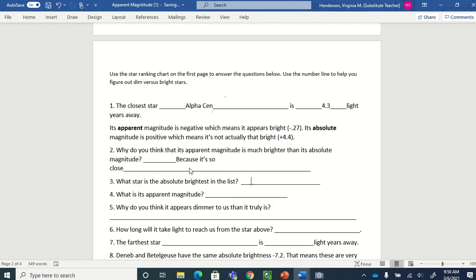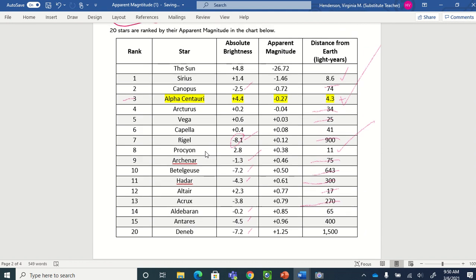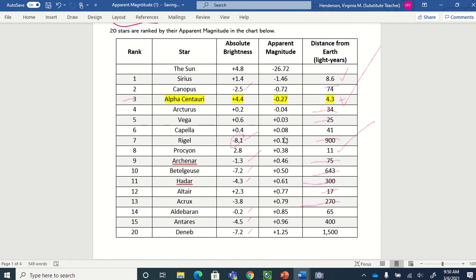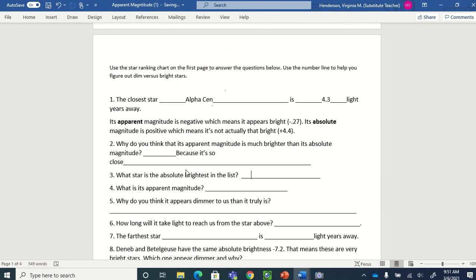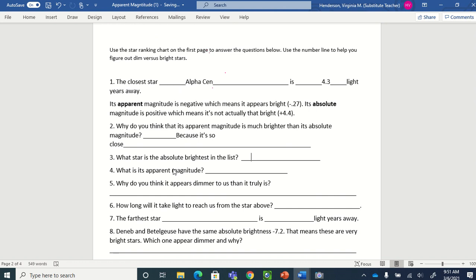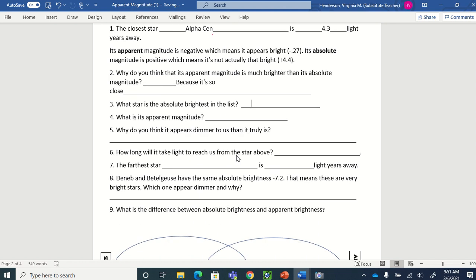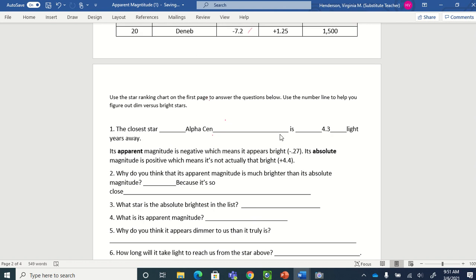And it says, what's his apparent magnitude? His apparent magnitude is this here. And I think that was a typo on this end. I think it must be something else, but I'm going to keep that to myself. So we're just going to move on. You should put the apparent magnitude, and I will grade it as it goes, okay? Number 5, why do you think it appears dimmer than it truly is?